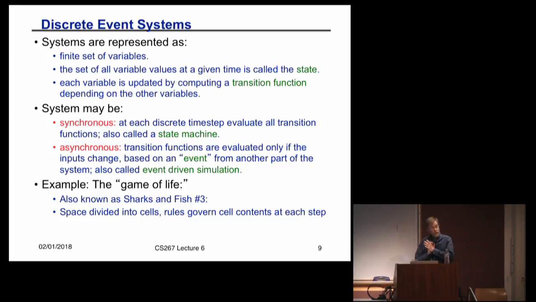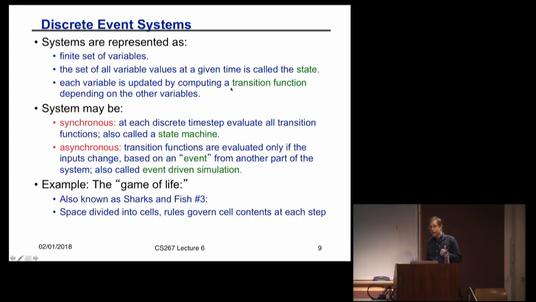So these are represented by a finite set of variables. And if you take all the values of all the variables together in one big vector, say that's called the state of the system. And what you do is there's a formula called a transition function, so that each variable is updated by gathering some values of some of the other entries in the state vector, computing a function, and updating it.